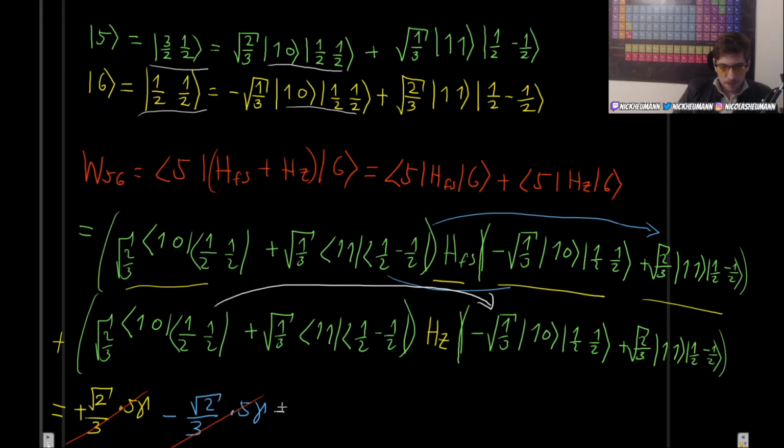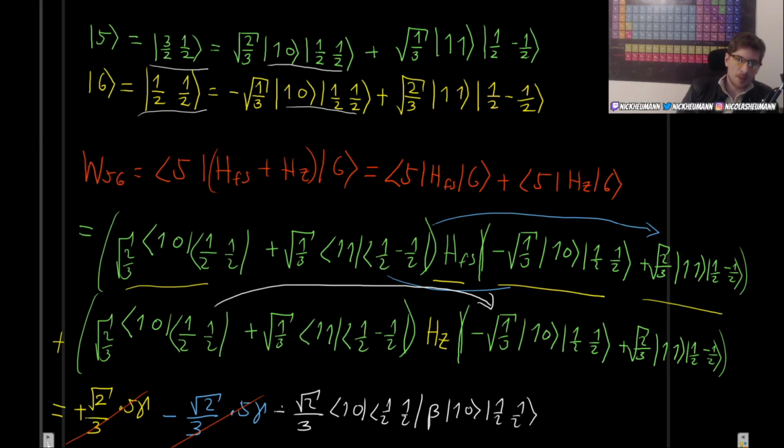So this is going to be minus square root of 2 over 3, and then we have the state 1, 0, 1/2, 1/2. The Zeeman Hamiltonian acting on this state gives beta times (ml, which is 0, plus 2 times 1/2). So we get 1, so it's just beta, and then we have 1, 0, 1/2, 1/2. Of course, we can now pull the beta out, and we'll have once again the inner product of a state with itself. Since it's normalized, it's going to be 0. So we'll simply have minus square root of 2 over 3 beta.